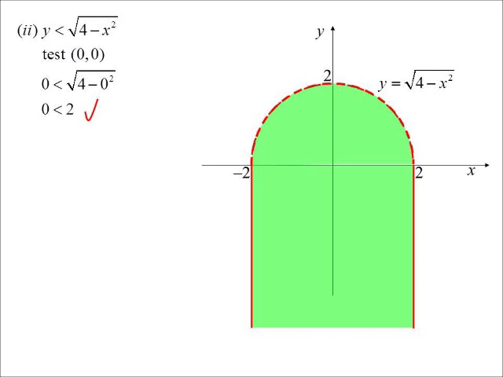Technically, there's something I should have done and haven't. I should have circled. Well, should I? Is it included or not? No, because 0 is not less than 0, it's equal to 0. So I should have circled that.